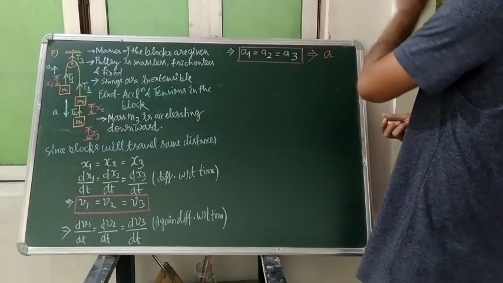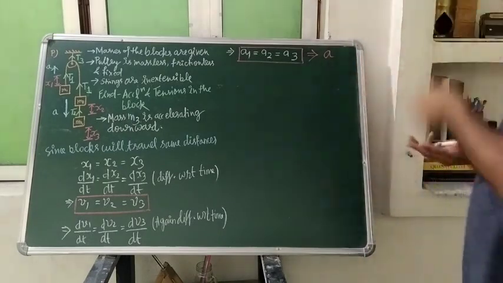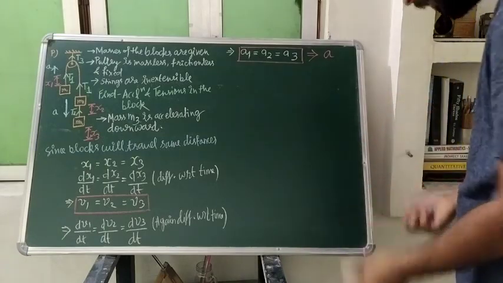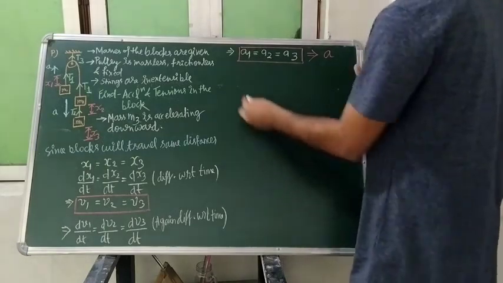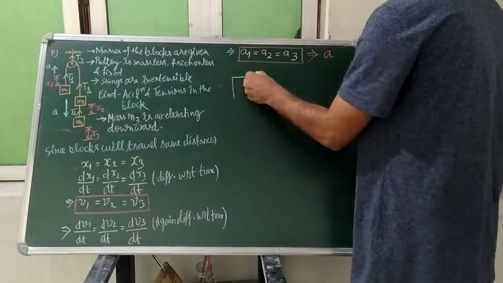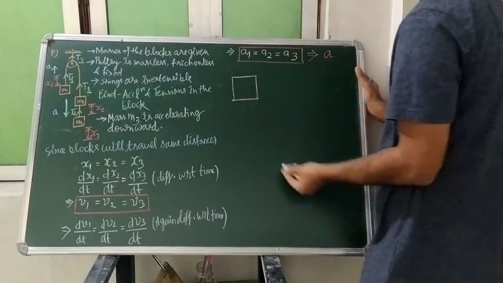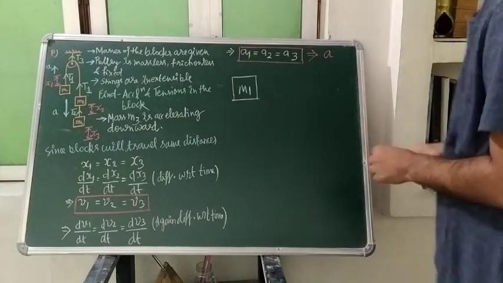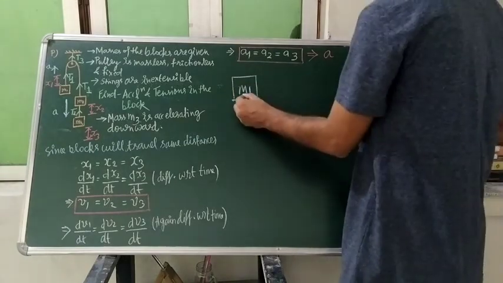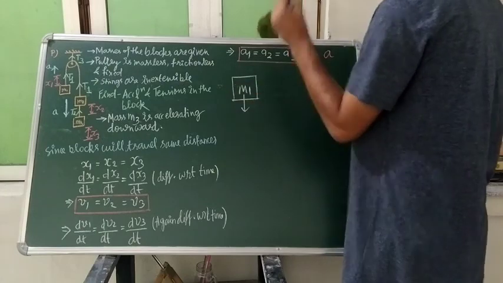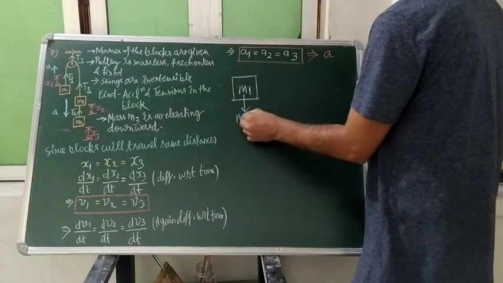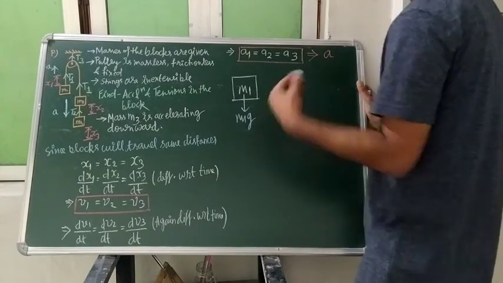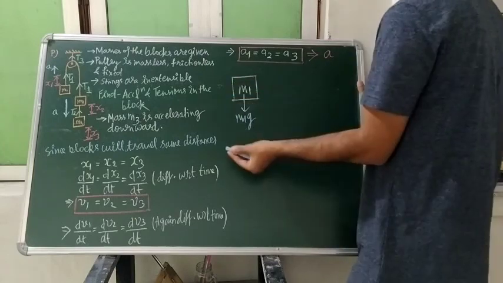Okay, so we have seen these things. The next task will be to draw the free body diagram. So when will we draw the free body diagram? Of course, for M1 we are drawing the free body diagram, FBD of M1. So M1 g, mass times the acceleration due to gravity, will act in the downward direction, force due to gravity.